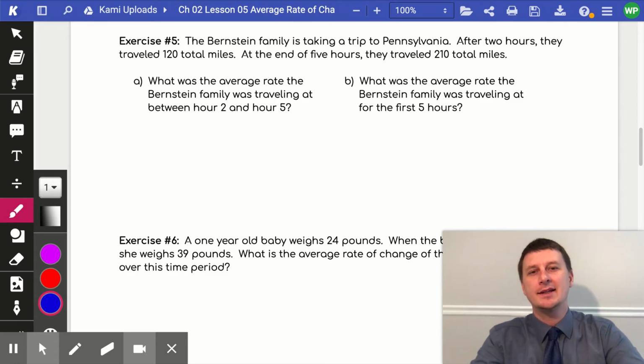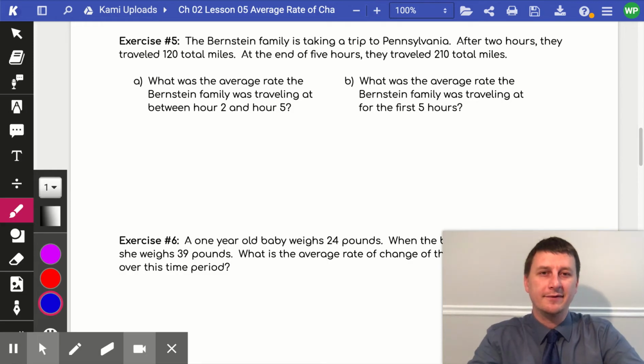Algebra 1. And in this video we're going to be looking at exercise number 5 in our lesson on average rate of change. Now if you're just joining us now, I suggest you go back and watch exercises numbers 1, 2, 3, and 4 to catch you up to this point. Otherwise, you're in good shape and we're ready to go.